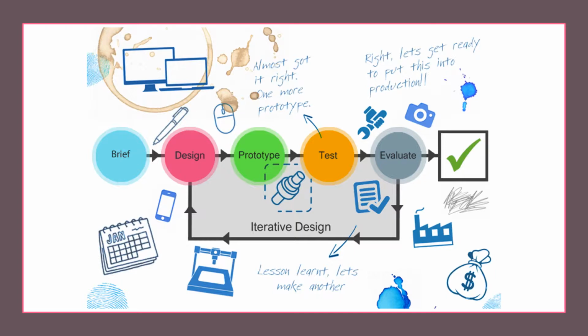And once you've tested the product, you move into evaluating the product. How did the product work? What changes need to be made? And as you can see from the flow chart, after evaluation, it flows back around to design. So you repeat the process over and over again through iterative design.